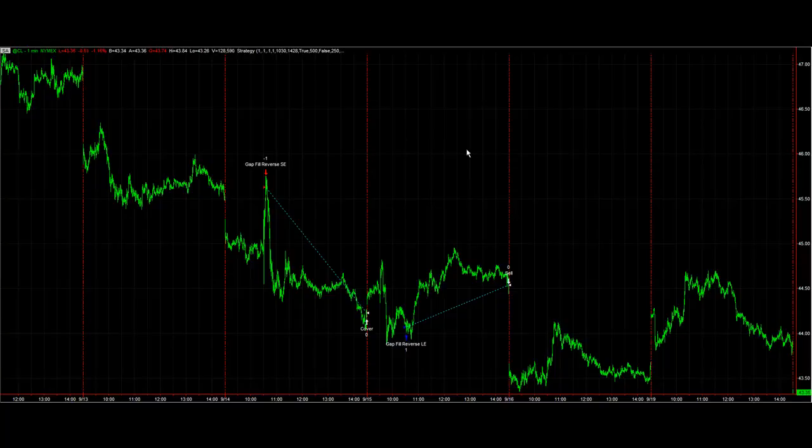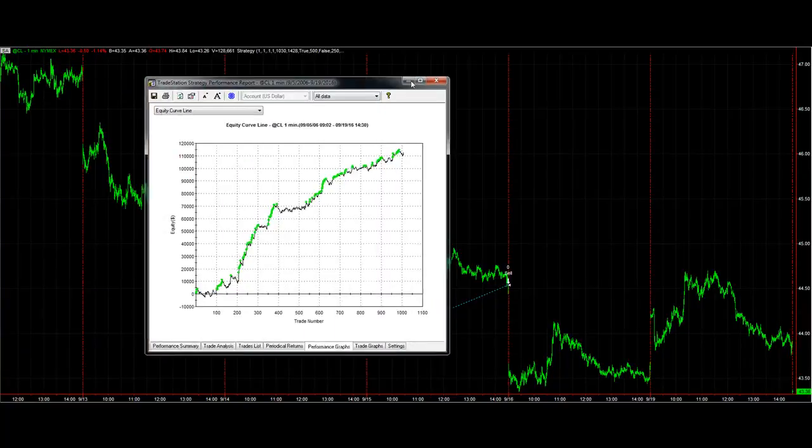There's specific parameters to this. It's not as simple potentially as it looks, but if you are able to glean some information from this, it's a good strategy. And here is the back test.